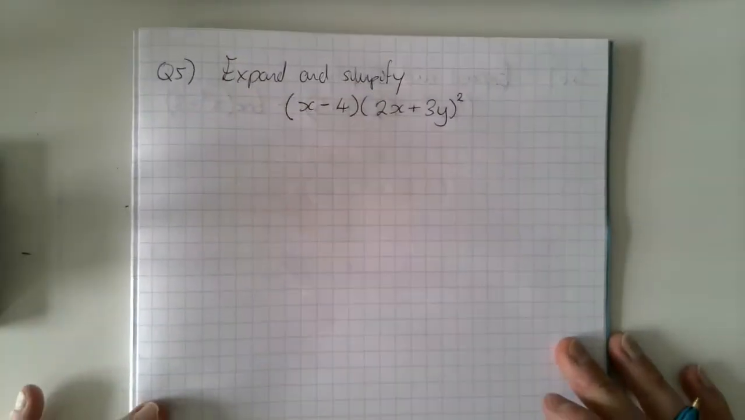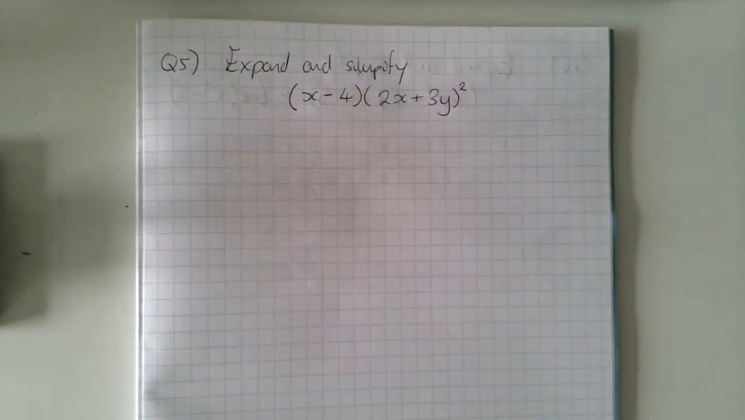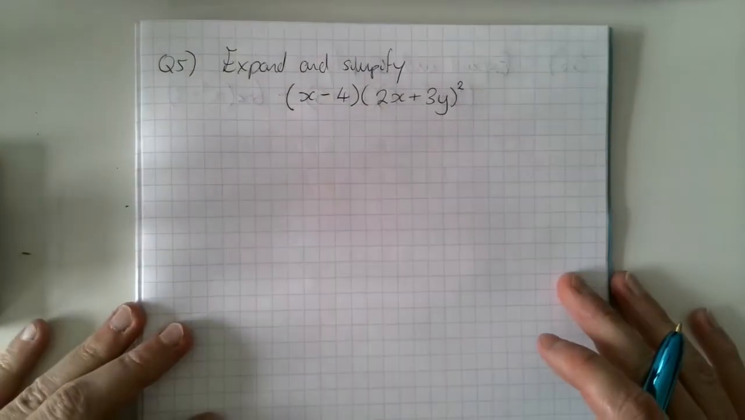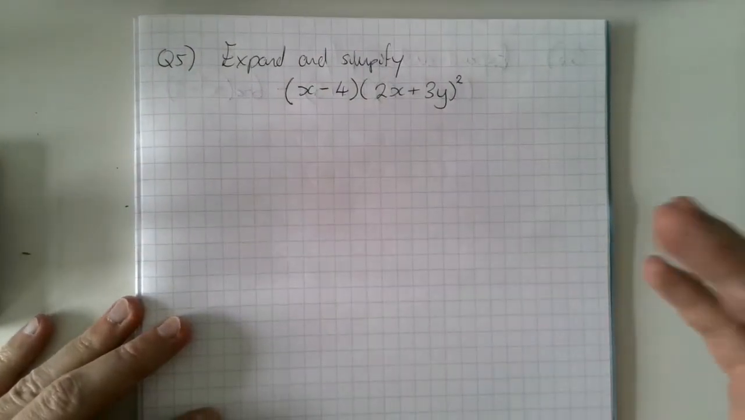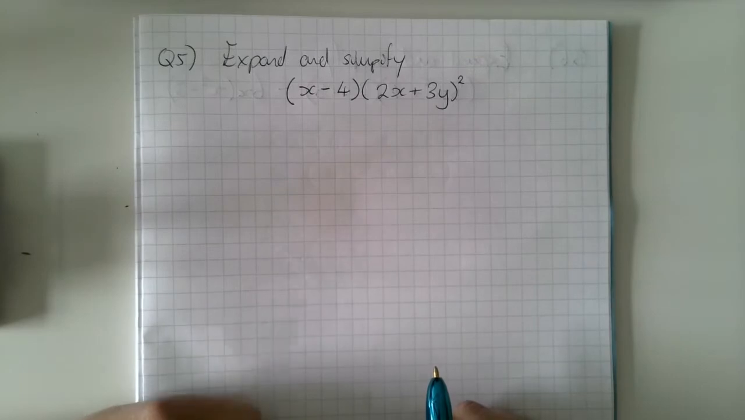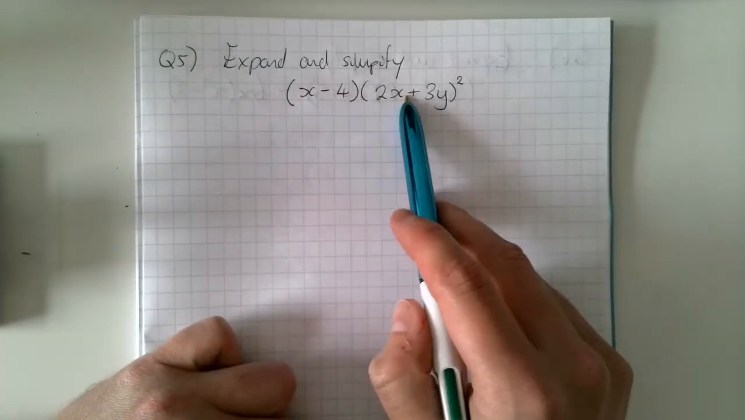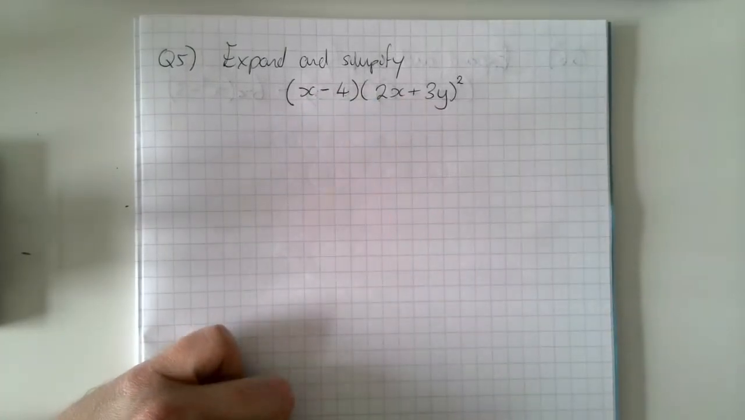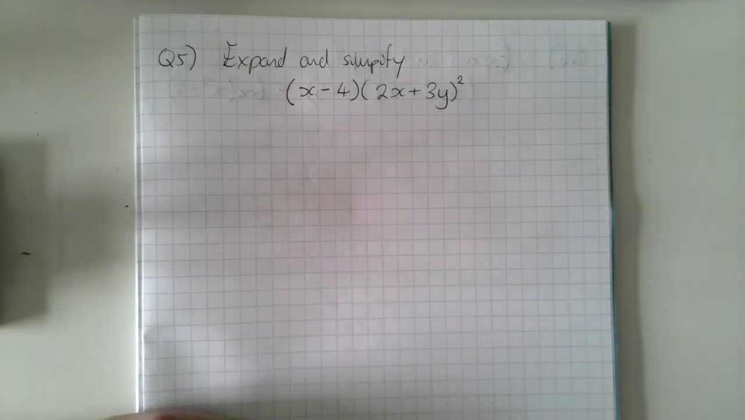Now question 5 is definitely the hardest question, or I think it's the hardest question in today's lesson, today's worksheets. It's expanding triple brackets again, but there are going to be a lot of x's, a lot of y's, a lot of x squareds, a lot of y squareds, etc. So a little bit tricky.